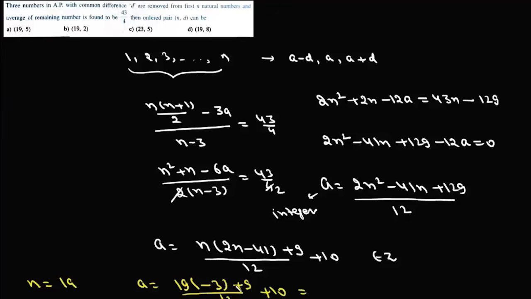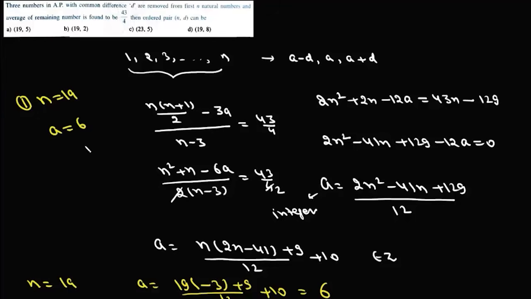Now we can cancel 3. So that will be minus 19 plus 3, minus 16. Minus 16 by 4 is minus 4, plus 10, so the value of a is 6. So one of the solutions is when the value of n is 19, and when n is 19, the value of a is 6.